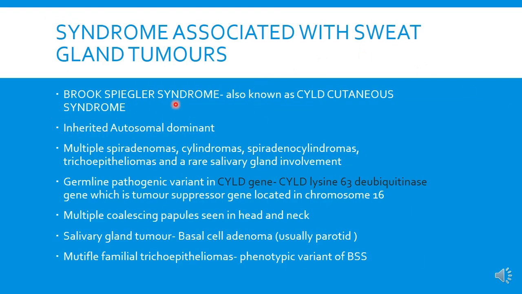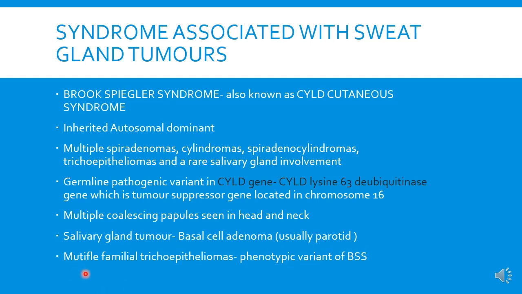So, the most important syndrome that is associated with sweat gland tumor is Brooke-Spiegler syndrome. It is also known as CYLD cutaneous syndrome. It is an inherited autosomal dominant condition associated with multiple spiradenomas, cylindromas, spiradenocylindromas, and trichoepitheliomas, and a rare salivary gland involvement. The mutation here is a germline pathogenic variant in the CYLD gene, which is a lysine 63 deubiquitinase gene, a tumor suppressor gene located in chromosome 16. It usually presents as multiple coalescing papules seen in head and neck. It is also associated with salivary gland tumor, and the common salivary gland tumor associated with this is basal cell adenoma of the parotid gland.